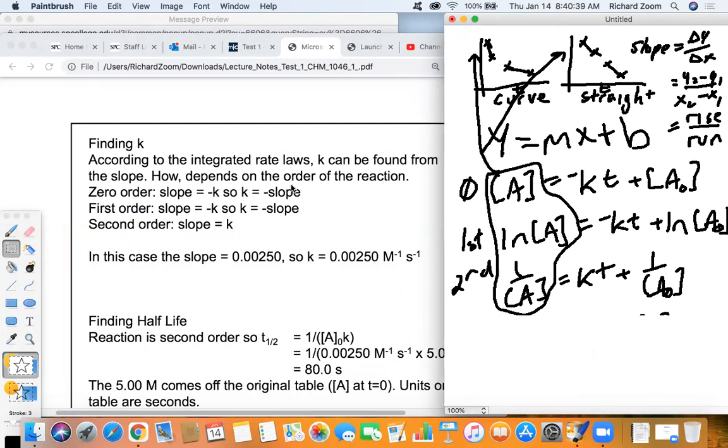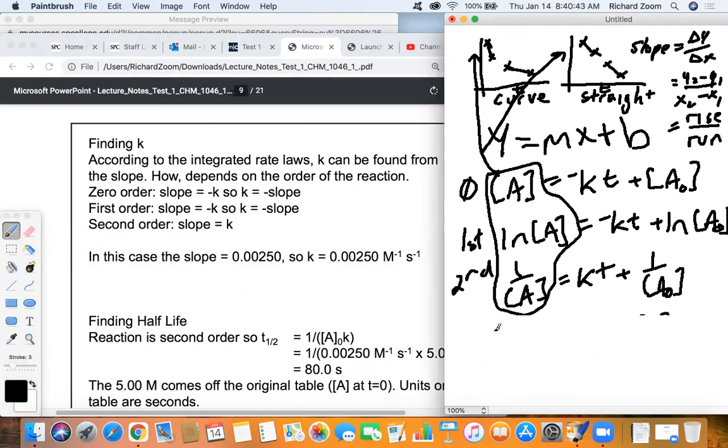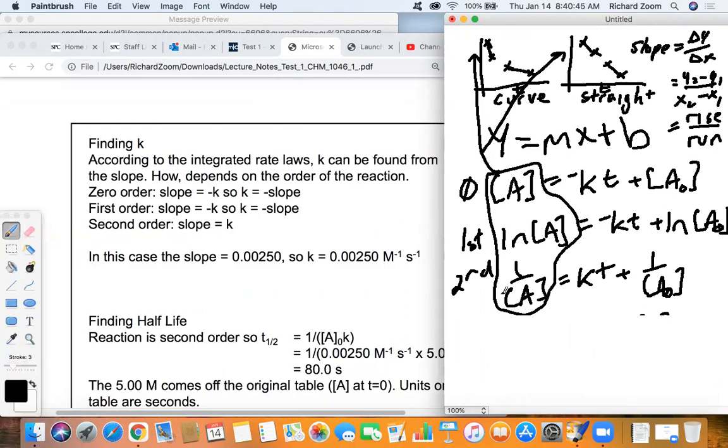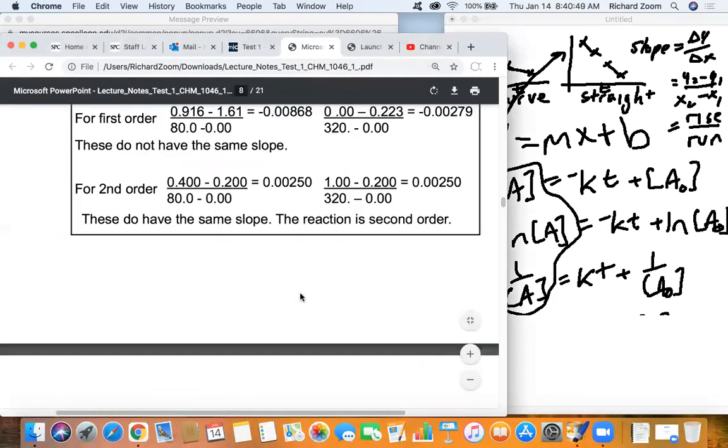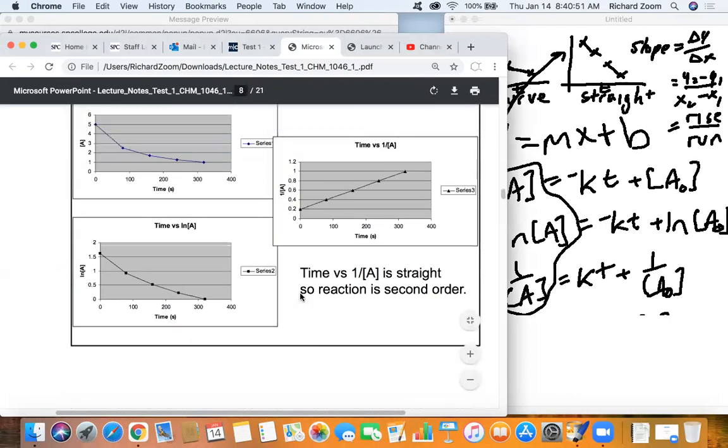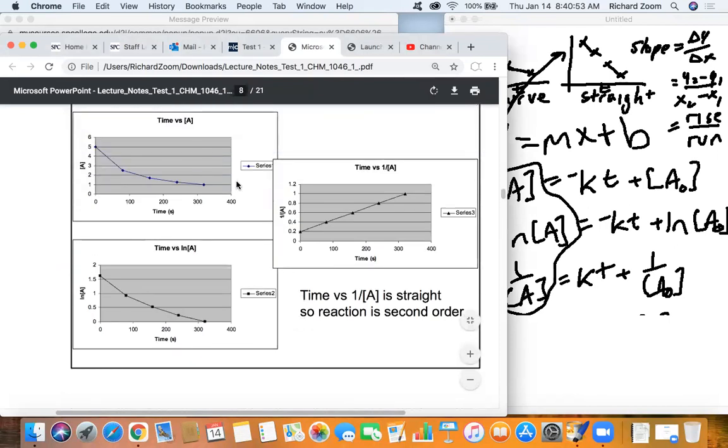The reason for that is because of the way that the graphs go. Actually, I'll show you up here. Might be easier. If you look at the slopes on the time versus A, the log of A, you'll notice they're negative slopes, whereas the 1 over A is a positive slope.